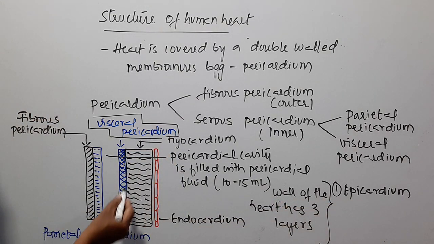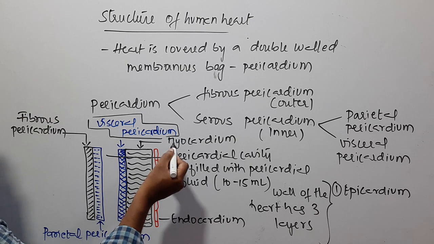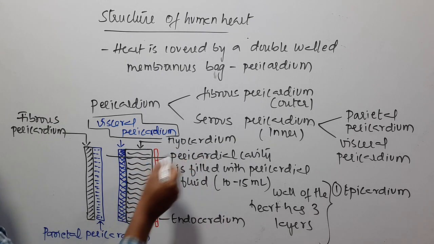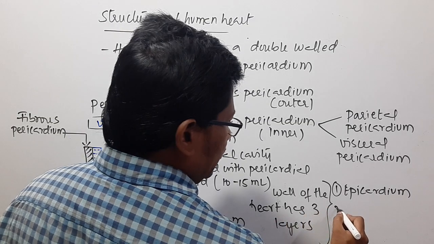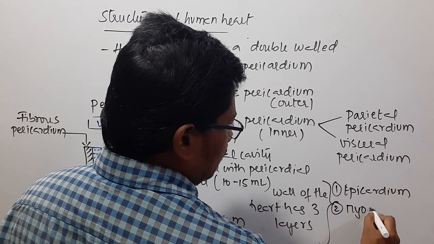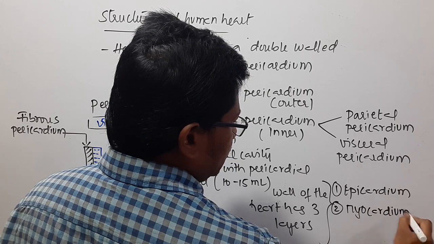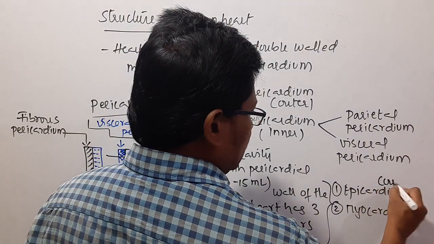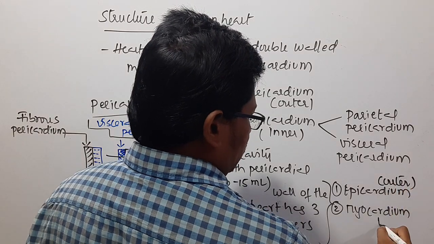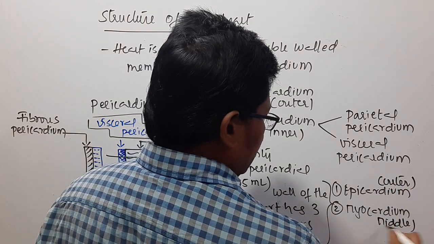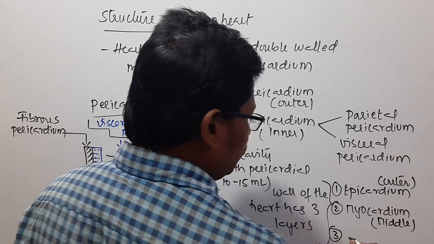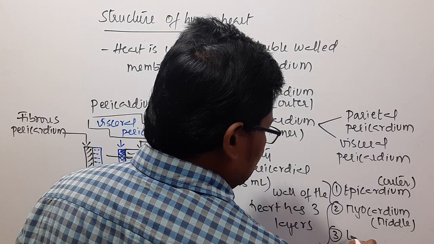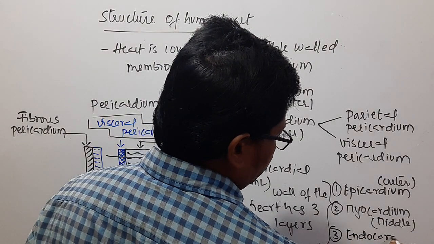The next layer is the muscular layer. The cardiac tissue is the one that forms this myocardium. The second layer is the myocardium. This is the middle layer, whereas the epicardium is the outer layer, the myocardium is the middle layer, and the third one we have is the endocardium, that is the inner layer.